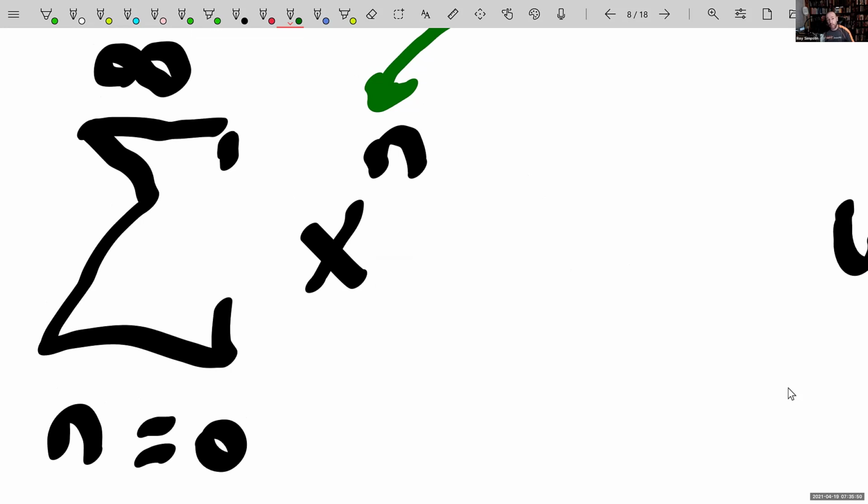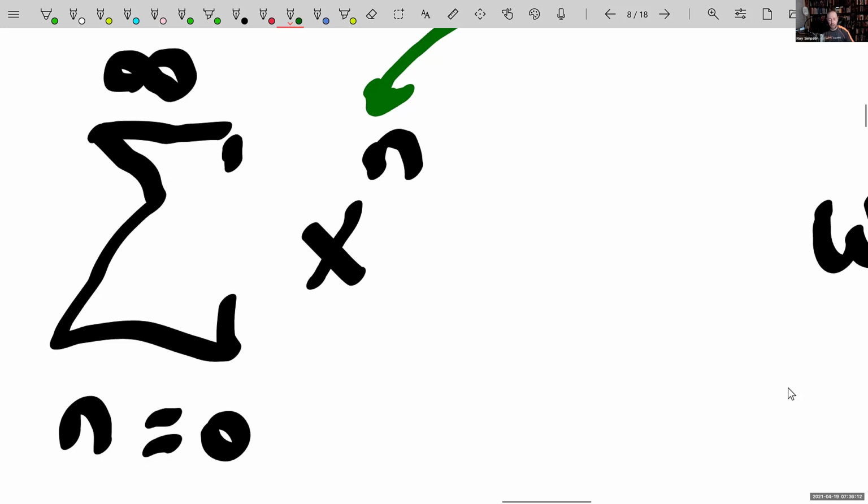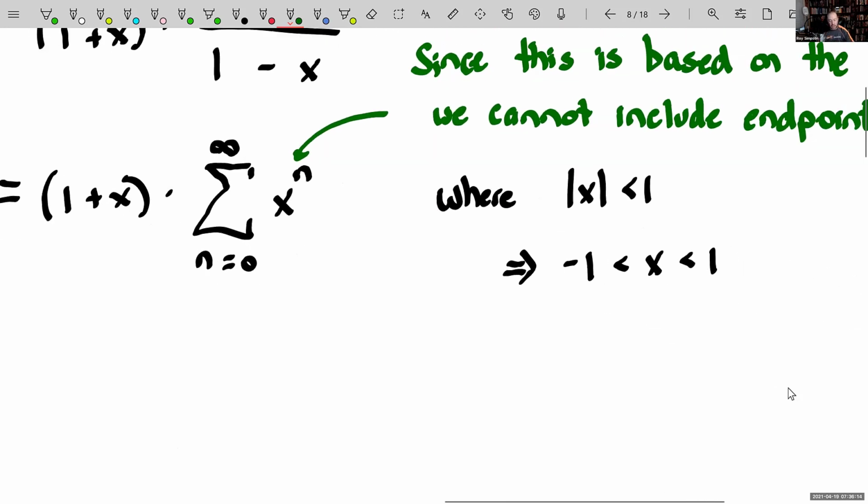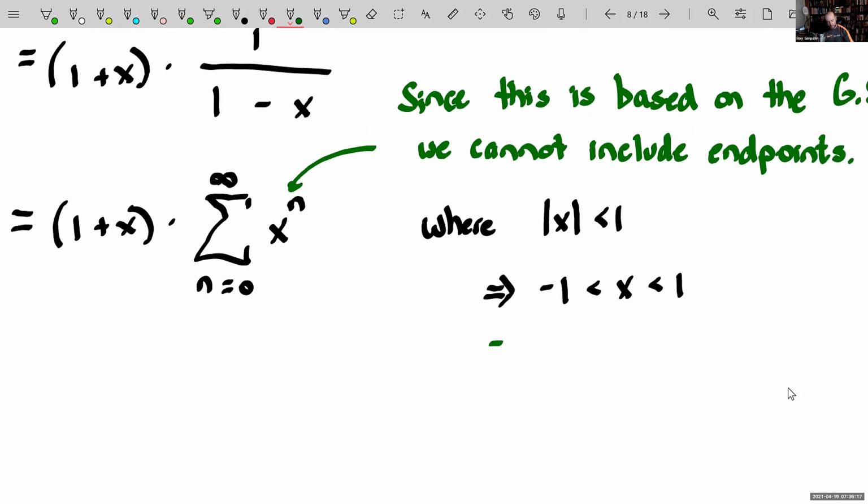So you don't have to worry about checking the endpoints when your initial power series is based on the geometric series, which basically means that you have x to the n, or maybe x minus 2 to the n, or something like that. But basically it's something to the n. That is a rarity, but if you can get it, take advantage of it, because then you don't have to check the endpoints for convergence. And so now we know the interval of convergence for this power series, once we clean it up, is going to be -1 to 1, not including the endpoints.